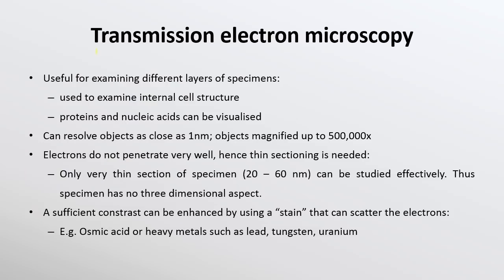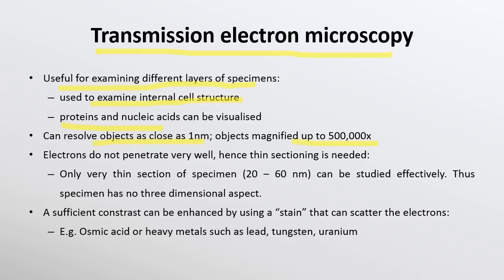So let's move on to the last microscopy for the day, the transmission electron microscope, also known as the TEM. The TEM is very useful for examining different layers of a specimen. It is usually used to examine the internal layers of cells and also to visualize protein and nucleic acid. It can resolve objects as small as 1 nanometer, and it can magnify up to 500,000 times.